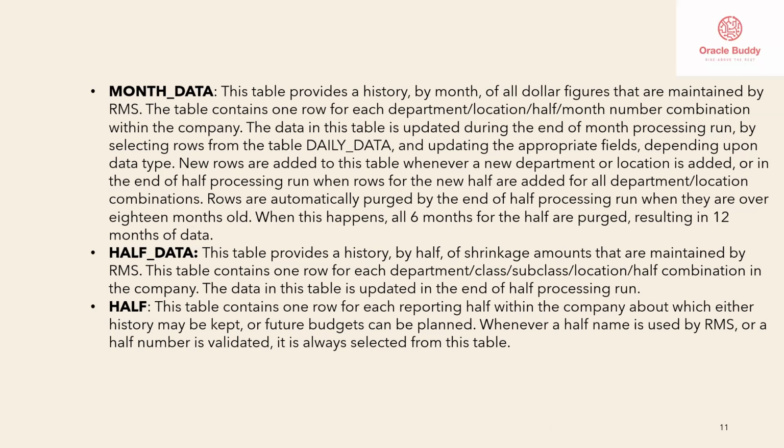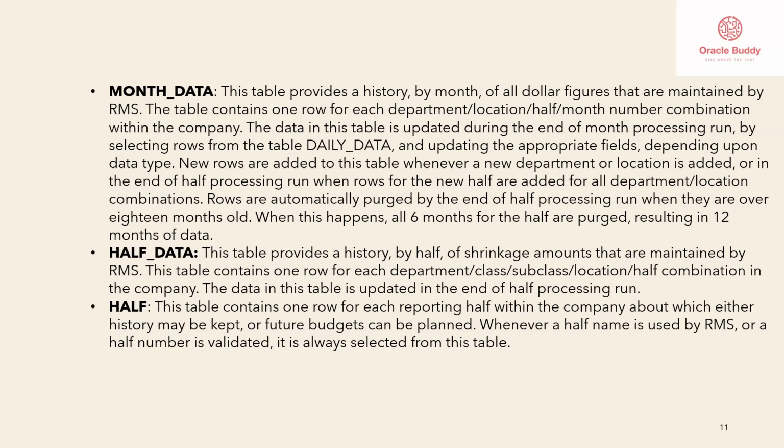New rows are added to this table whenever a new department or location is added, or in the end of half processing run when rows for the new half are added for the department location combination. Rows are automatically purged by the end of half processing run when they are over 18 months old. When this happens, all 6 months of a half are purged, resulting in 12 months of data.